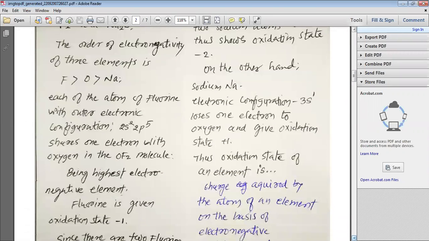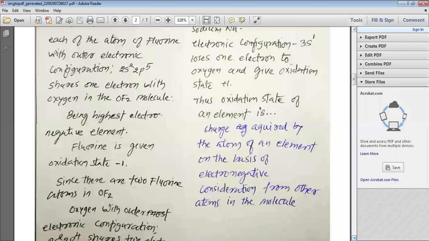We can even understand that the element in a compound which is more electronegative is assigned the negative oxidation state, whereas those elements which are less electronegative are assigned the positive oxidation state. Remember that the oxidation states are assigned in such a way that the overall charge on the molecule would be 0, and this is how we understand about the oxidation state.